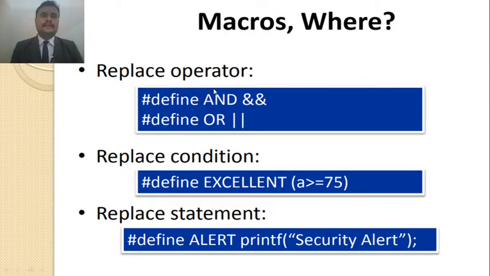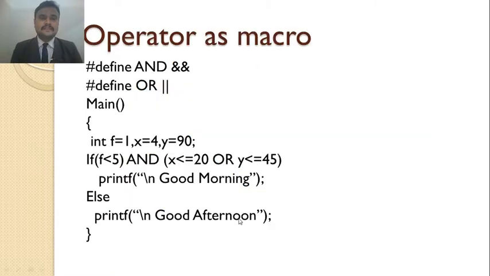Now we'll take one more example. We'll take the number of examples which are related with this: replace operator, replace condition, replace statement. So #define is the macro definition, where the AND is replaced with &&, and OR is replaced with ||. So instead of this we are going to use AND, instead of this we are going to use OR again. Again, this complete condition is replaced with the excellent. This complete statement is replaced with the alert, this way.